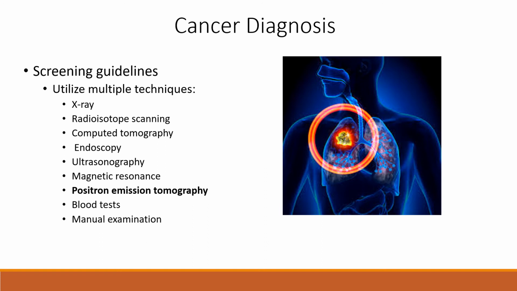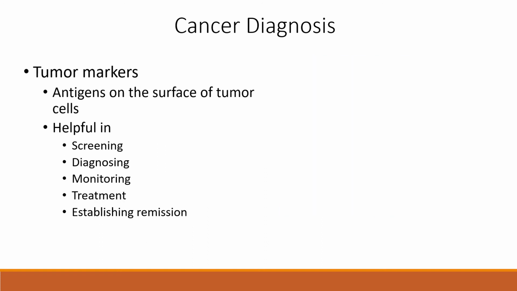So these tumor markers that I've mentioned a few other times now are really antigens on the surface of the tumor cell. And so these can be helpful in screening, diagnosing, monitoring treatment, and establishing remission. And so depending on what stage we're looking at, so screening, we're looking for abnormal cell markers. Okay. Diagnosing, the same thing.